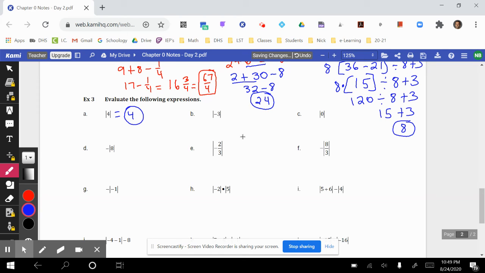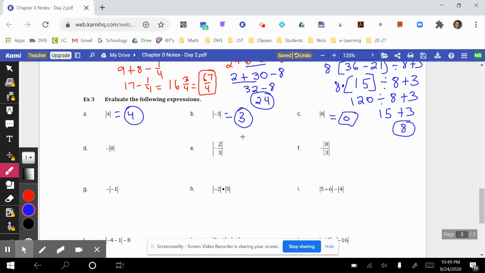Letter B here, we've got the absolute value of -3. That means how far away is -3 from 0, and it's just 3 units away. All right, letter C, absolute value of 0. Well, 0 is 0 units away from itself.